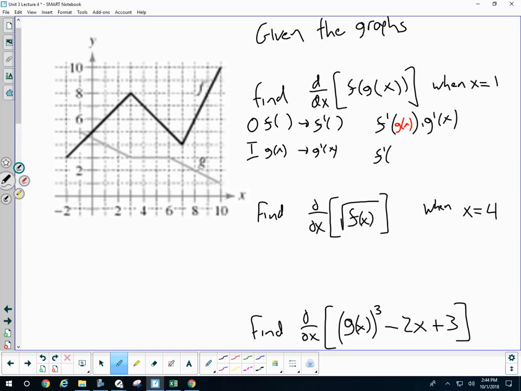Now, to do this, I have f prime of g of 1 times g prime of 1. G prime of 1 I can find. G prime of 1 is the slope, that's negative 1/2. Now, to do this piece, I need to work inside out. It's not f prime of 1, it's f prime of g of 1. G of 1 is 4. So this turns into f prime of 4. F prime of 4 is negative 1. So my answer should be positive 1/2.